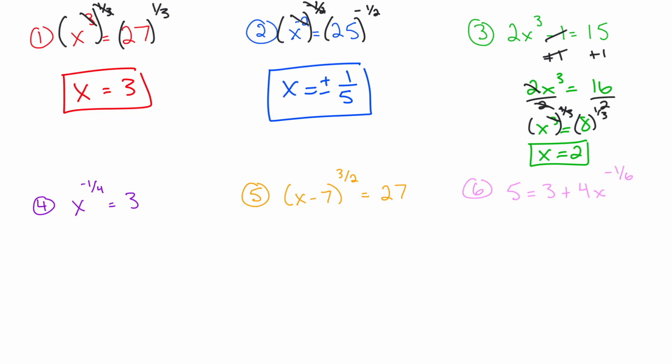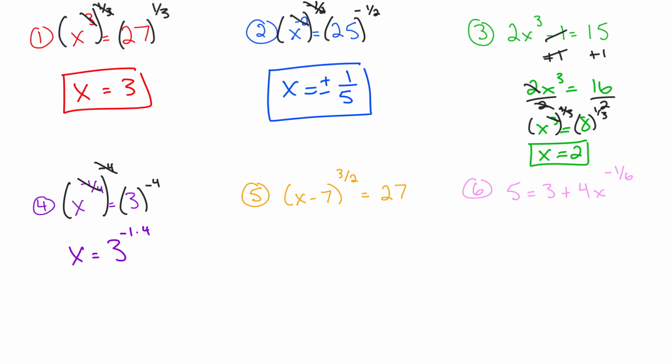Problem number 4, I have x to the negative 1/4 power is equal to 3. All I'm going to do is bring both sides to the negative 4th power, because negative 1/4 times negative 4 is equal to 1. These will eliminate, and I'll just get x to the first power equals 3 to the negative 4th. When I do these in my head, I imagine it like this. I separate the negative 4 into its 2 components, the negative and then the number. I'm not trying to do negative 4 all at once.